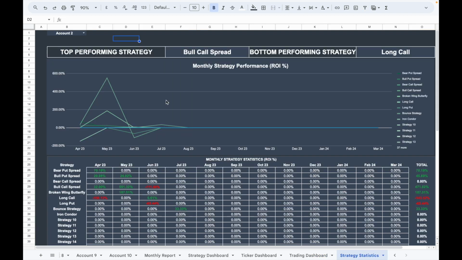Select the name of the ticker you want to analyze and then click OK. There is also a strategy statistic graph and table to show you the best and worst performing strategy and for you to compare the performance of each strategy throughout the period of 12 months in terms of return on investment.